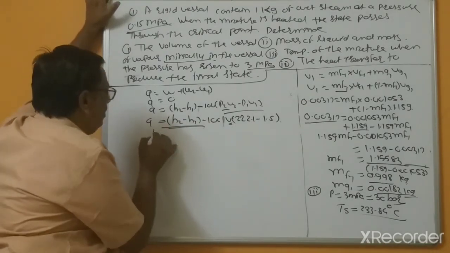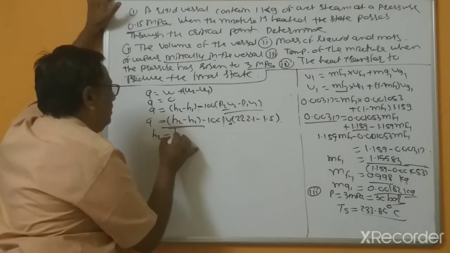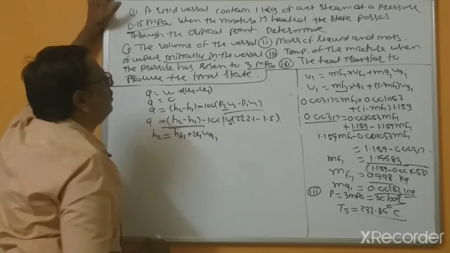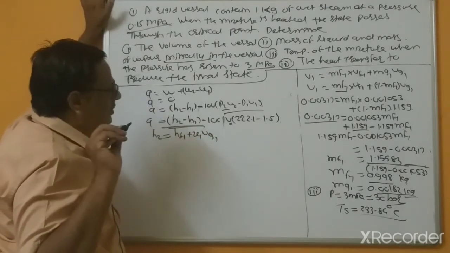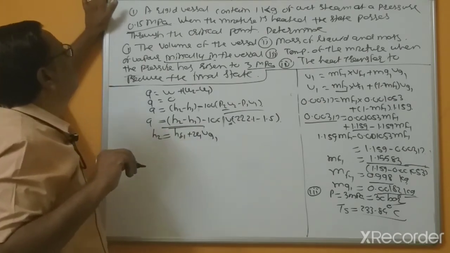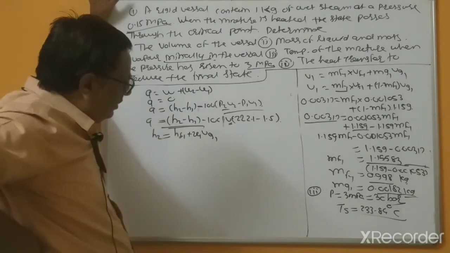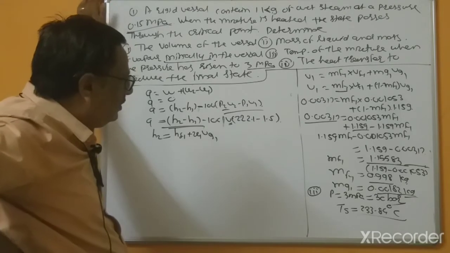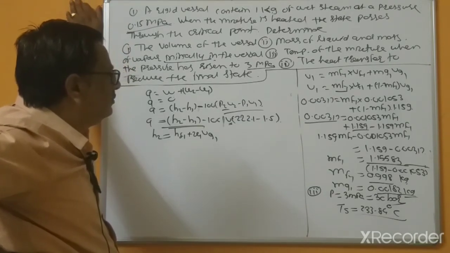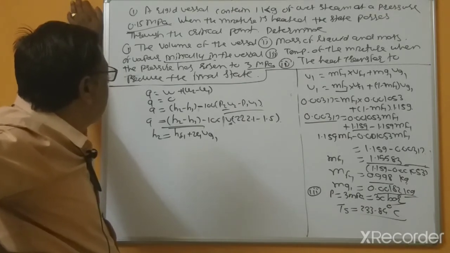Q equal to h2 minus h1, where h2 is enthalpy at point 2, equal to hf1 plus x1 into hfg1. So x1, the dryness fraction, is given. We calculated that value. X1 equal to dryness fraction, because we require the dryness fraction now.